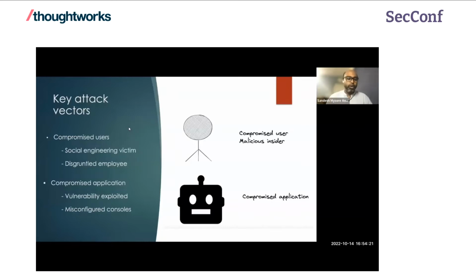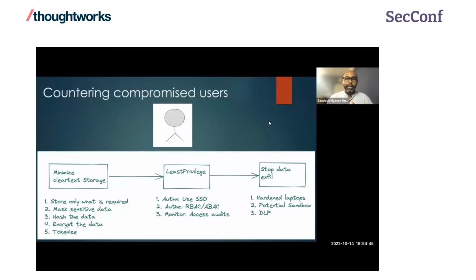I think there are enough jokes about public MongoDB and so on out there. But the reality is that in a cloud-first world, if you misconfigure your infrastructure, you need access to data. So these are the two key attack vectors, and we'll talk about slightly different strategies for each of them. Okay, so countering compromised users.